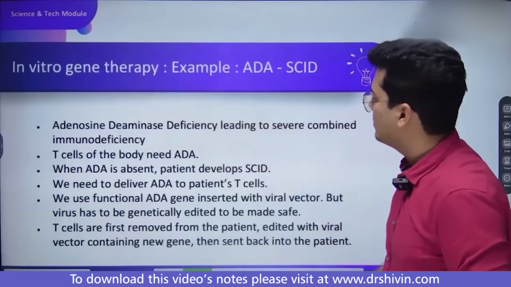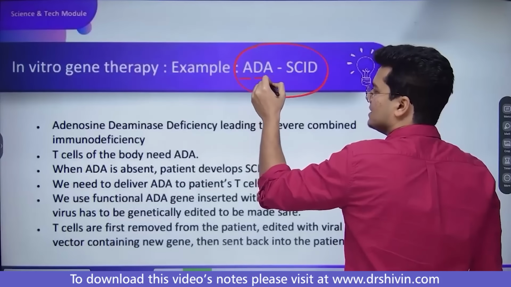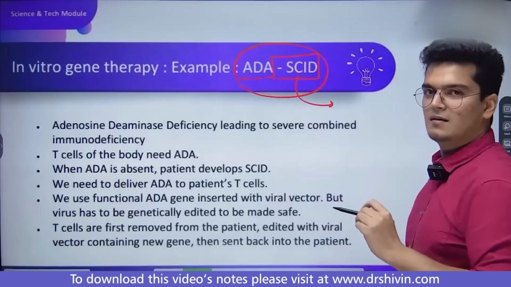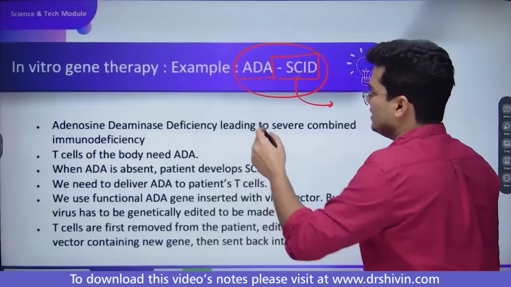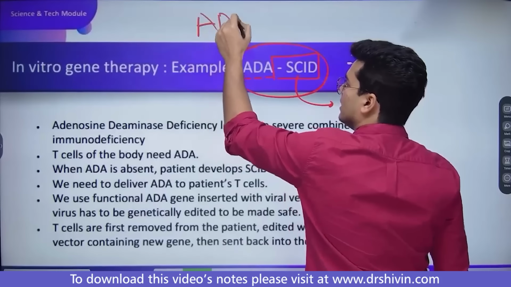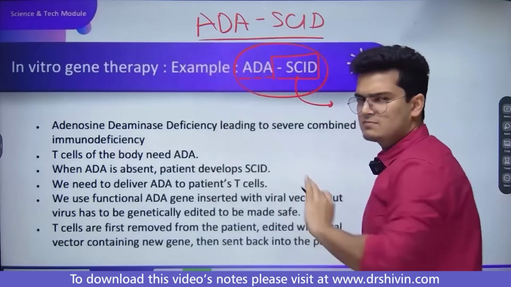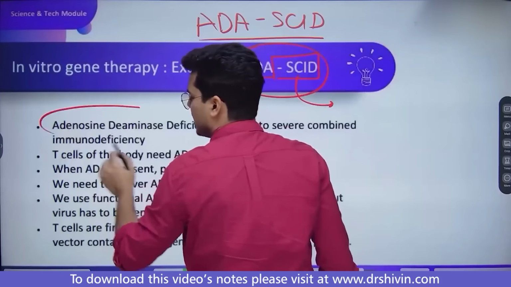In vitro gene therapy is done for a disease called adenosine deaminase deficiency leading to severe combined immunodeficiency. Please don't try to memorize this. ADA SCID is what you can remember. Although I'm not asking you to mug it up, I will just explain to you what is happening. What is ADA? ADA is adenosine deaminase.